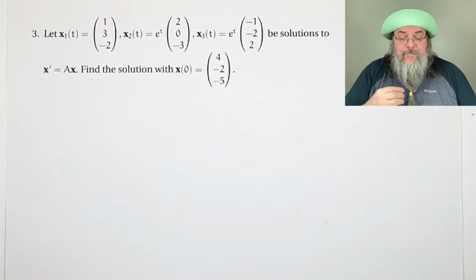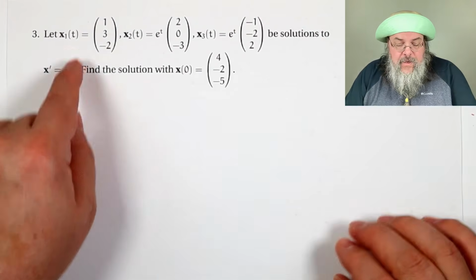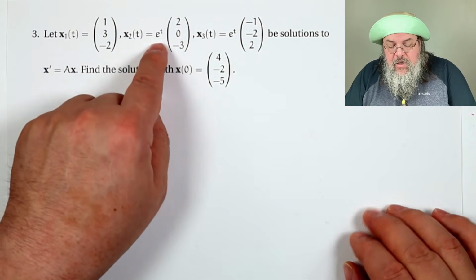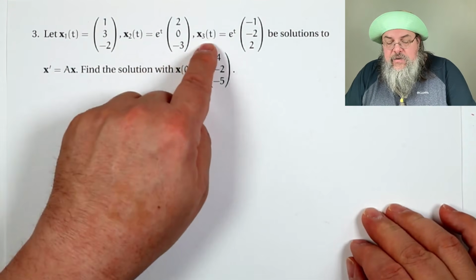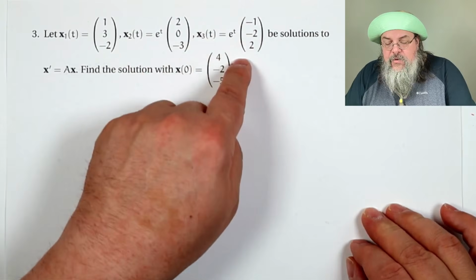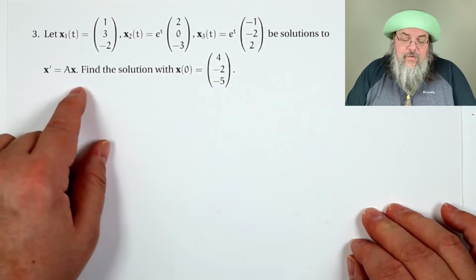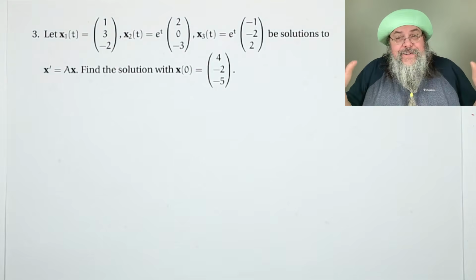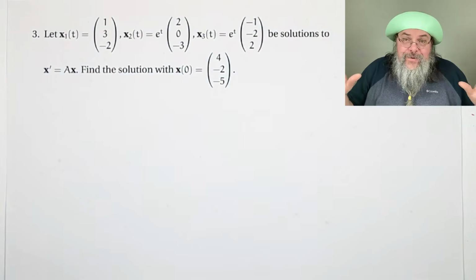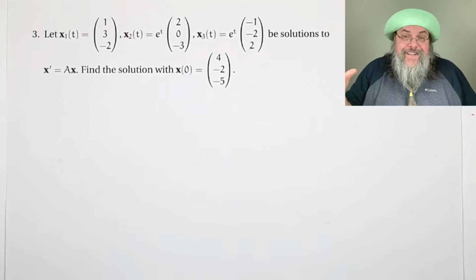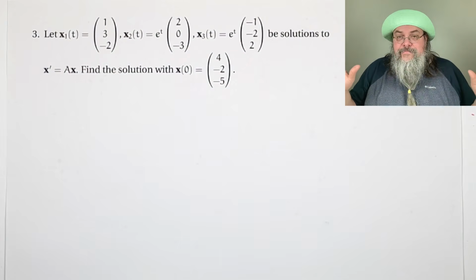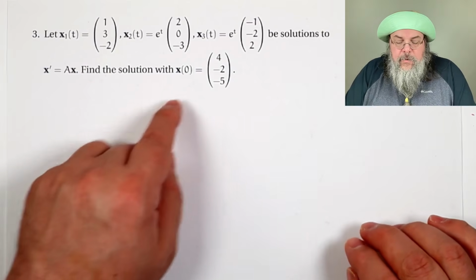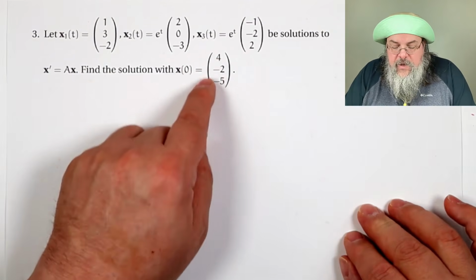Number 3. Let x1 of t be 1, 3, negative 2. x2 of t be e to the t times 2, 0, negative 3. x3 of t is e to the t times negative 1, negative 2, 2. These are solutions to x prime equals Ax. So this would be a case where A is a 3 by 3. We could figure out what A is, but we don't need to. And since we don't need to, we're not going to, because that's not part of the problem. What is the problem? Find the solution where when you plug in 0, you get 4, negative 2, negative 5.